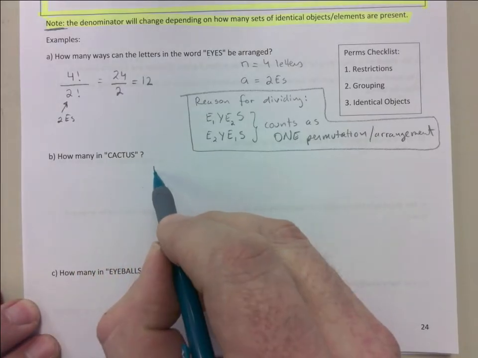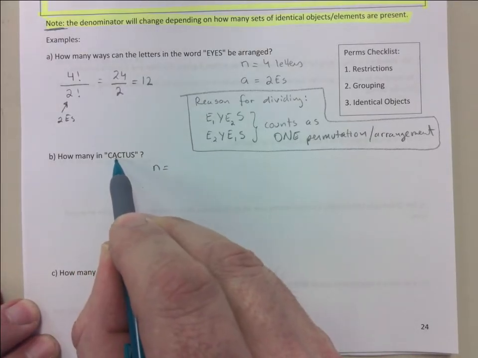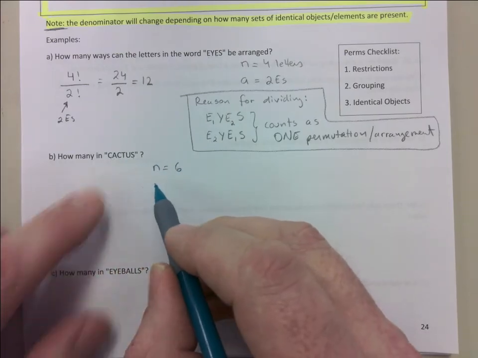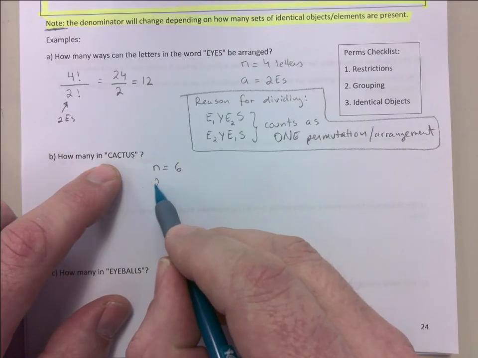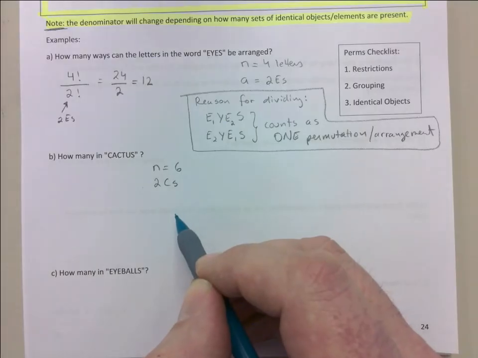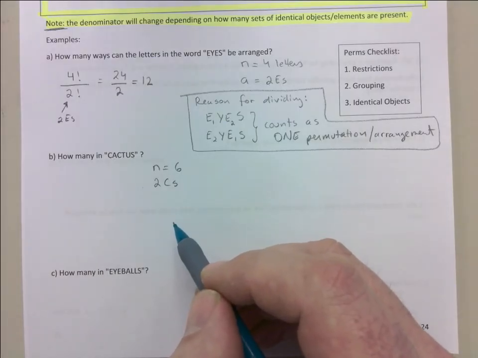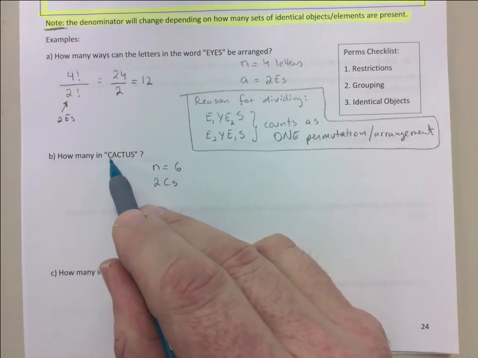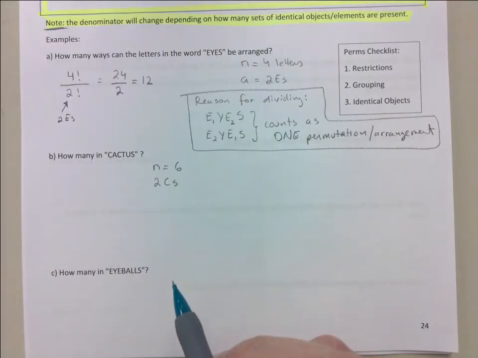Cactus. N is 1, 2, 3, 4, 5, 6. And I'll just do this. 2 C's. Anything else that's repeating? This always plays tricks on my eyes. I don't know. 2 C's. That's it, right?